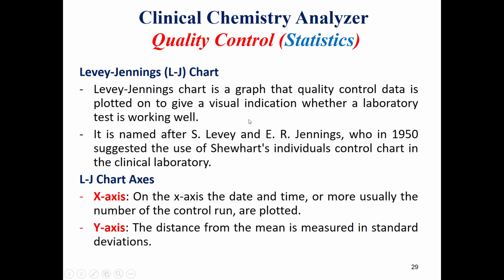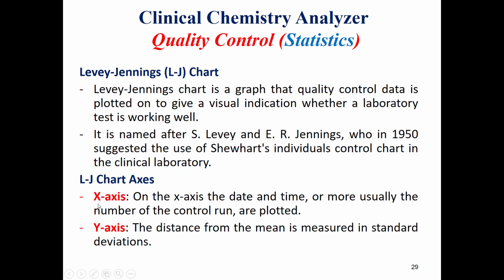So what is a Levey-Jennings chart? It is a graph on which quality control data is plotted to give a visual indication whether a laboratory test is working well. It is named after S. Levey and E.R. Jennings, who in the 1950s suggested the use of individual control charts in the clinical laboratory.